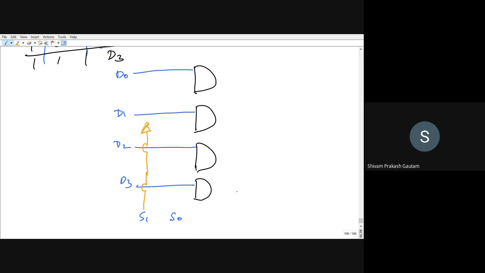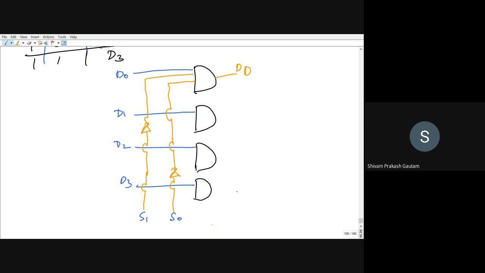This is one NOT gate. So S1 is 0, and S0 is also 0. So you can see, if S1 and S0 are both 0, then our D0 will flow at the output.